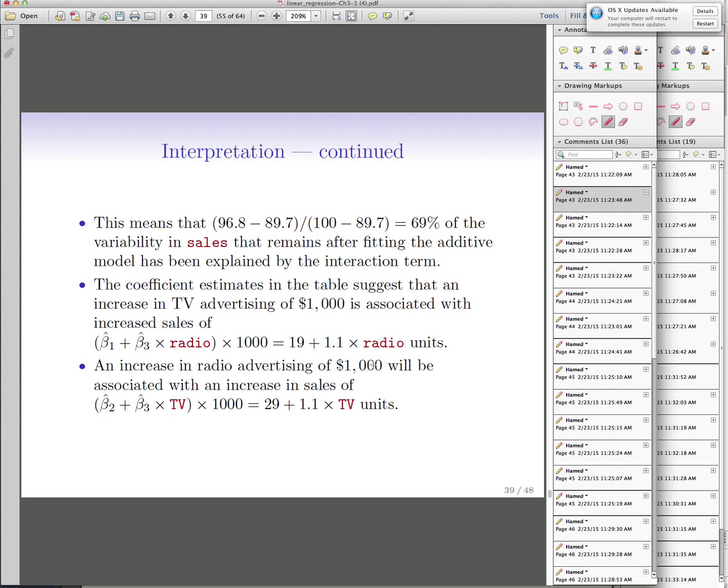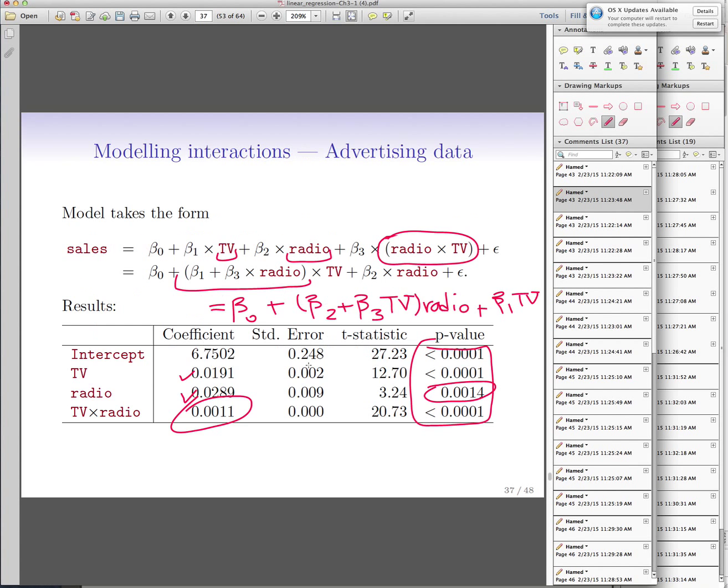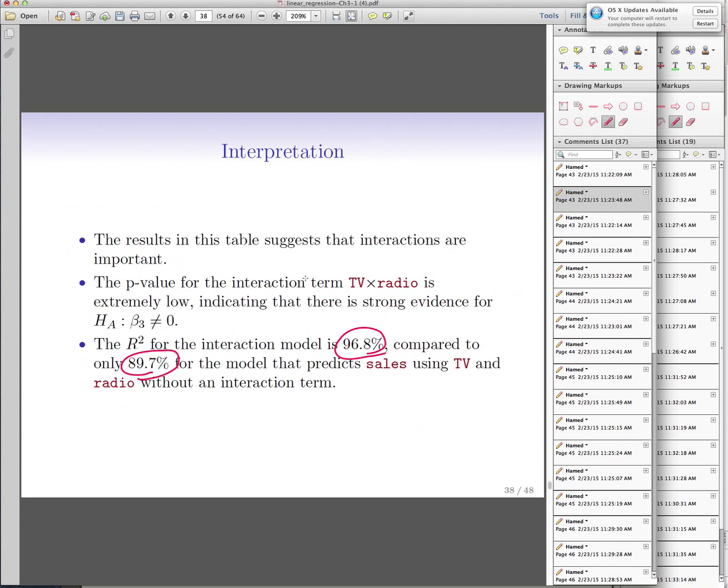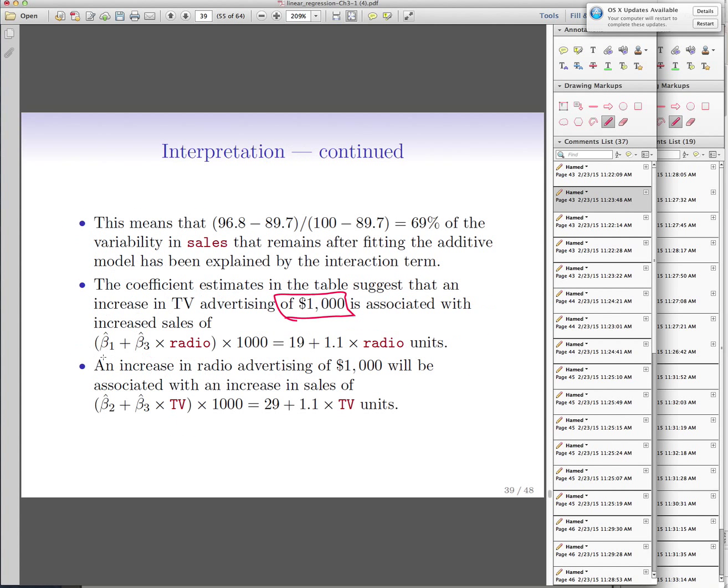Let's say you have spent some money on TV, and you want to see, well, what is the effect of spending $1,000 more on TV? Here, if you can recall from our earlier result, we have beta 1 plus beta 3 radio here. So let's see what's the effect of that. It depends on beta hat 1 plus beta hat 3 times radio, times that amount.